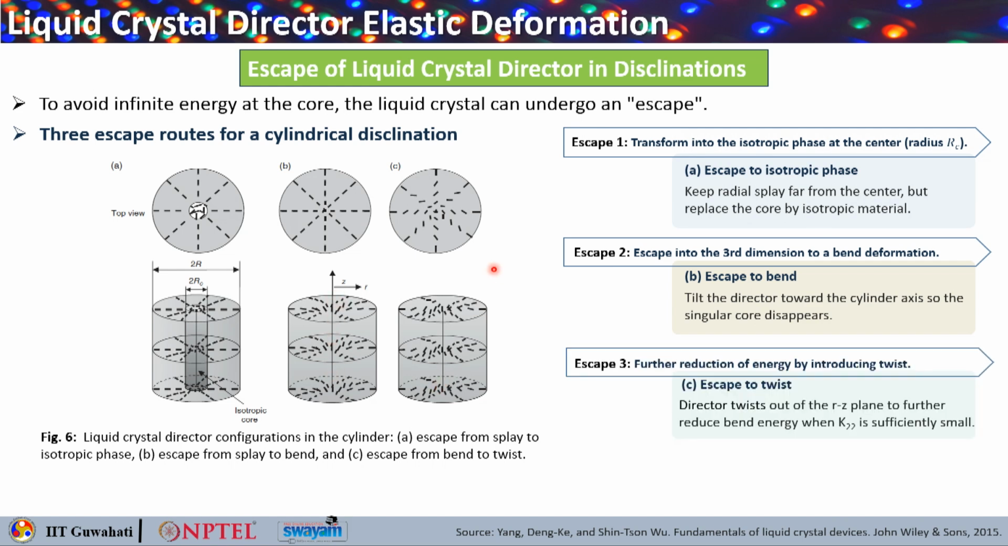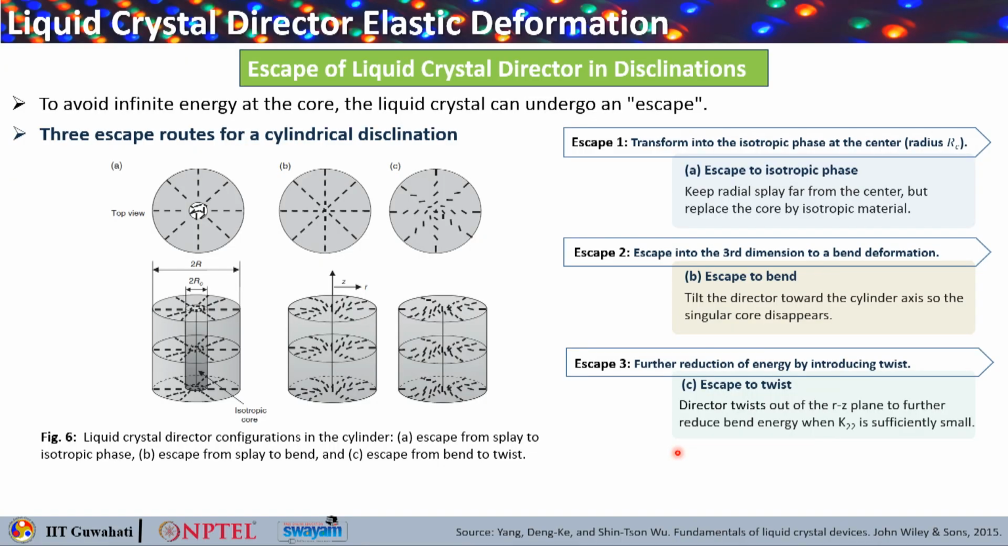The third route is an escape from bend to twist. So how are you doing it here? You are doing a further reduction of the energy by introducing twist. So your director here basically twists out of this RZ plane to further reduce the bend energy when your K22 is sufficiently small.